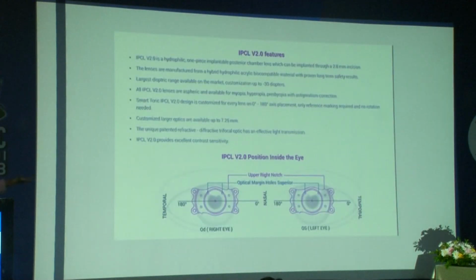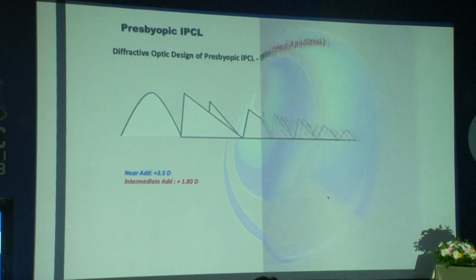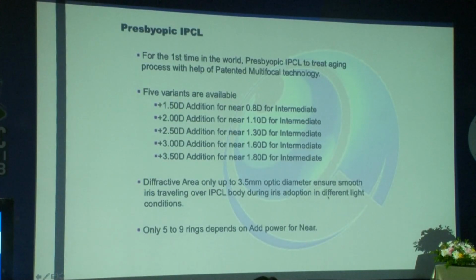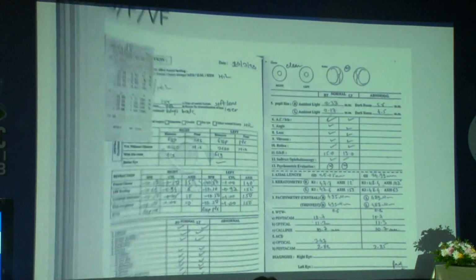So this is usually the alignment of the IPCL. And this notch here has to be on the right side. As you're looking at it, in the right eye as well as the left eye, this is the notch right here. And these are the optic edge holes that always have to be oriented superiorly. There is also a presbyopic version in 5 sizes that the IPCL comes in.